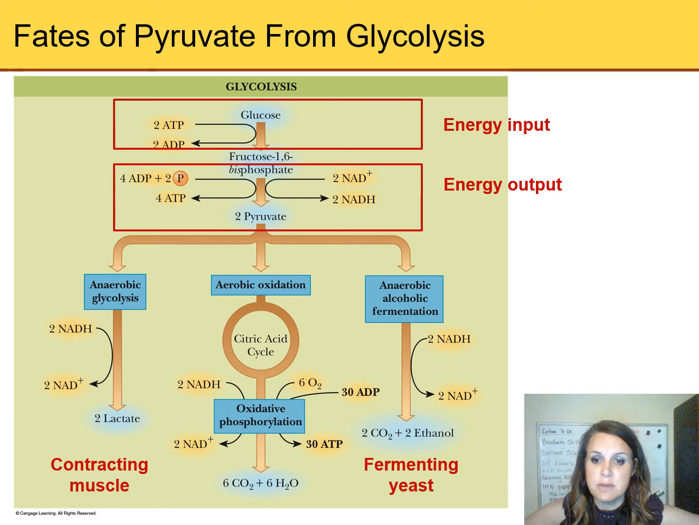In contracting skeletal muscle or other types of muscle where oxygen supply is low, the cell goes through anaerobic metabolism and they end up producing lactate. However, in other tissues where there's plenty of supply of oxygen, the cell will go through a citric acid cycle followed by oxidative phosphorylation. But you need oxygen for this to occur. And finally, in fermenting yeast, this doesn't actually occur in humans, they can go through anaerobic alcoholic fermentation. So instead of taking pyruvate and turning it into lactic acid, like contracting muscle, they turn it into ethanol.